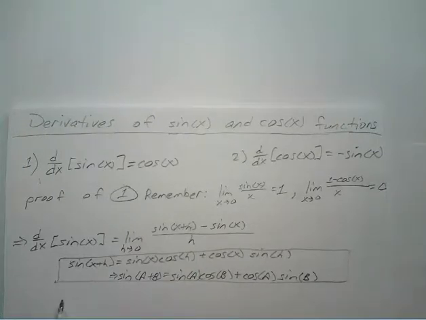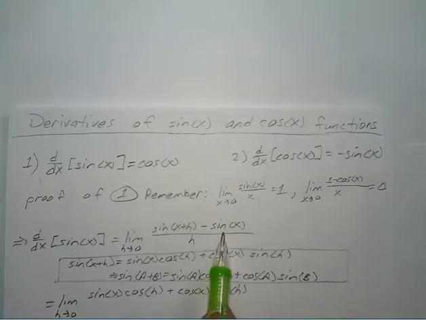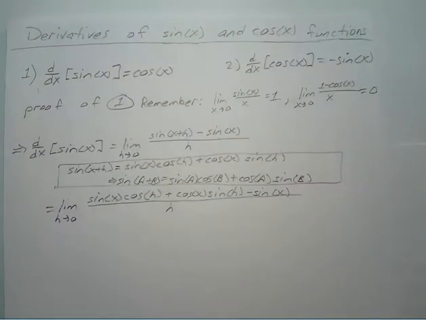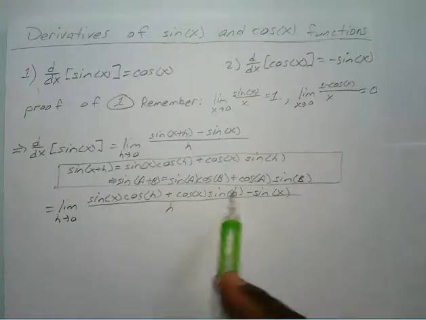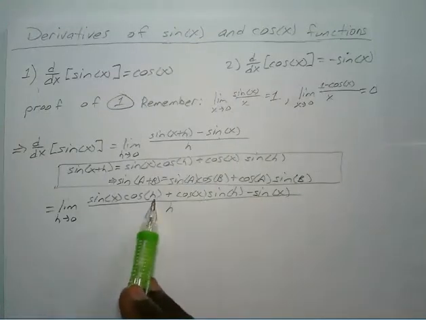So that's equal to the limit as h approaches 0 of sine of x cosine of h plus cosine of x sine of h minus sine of x, all over h. Now we're going to move these around a little bit, moving sine of x and cosine of h next to each other and factoring out a negative sign.